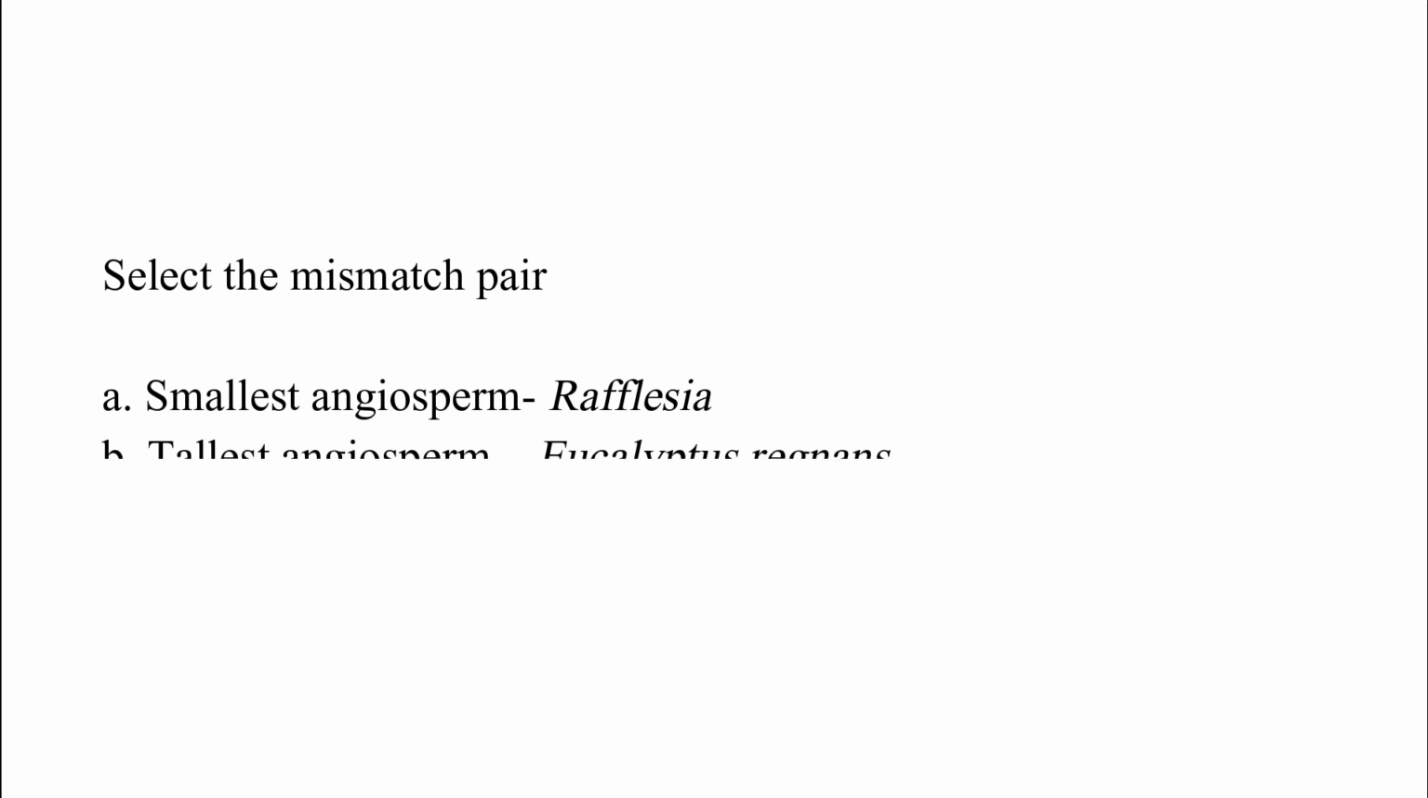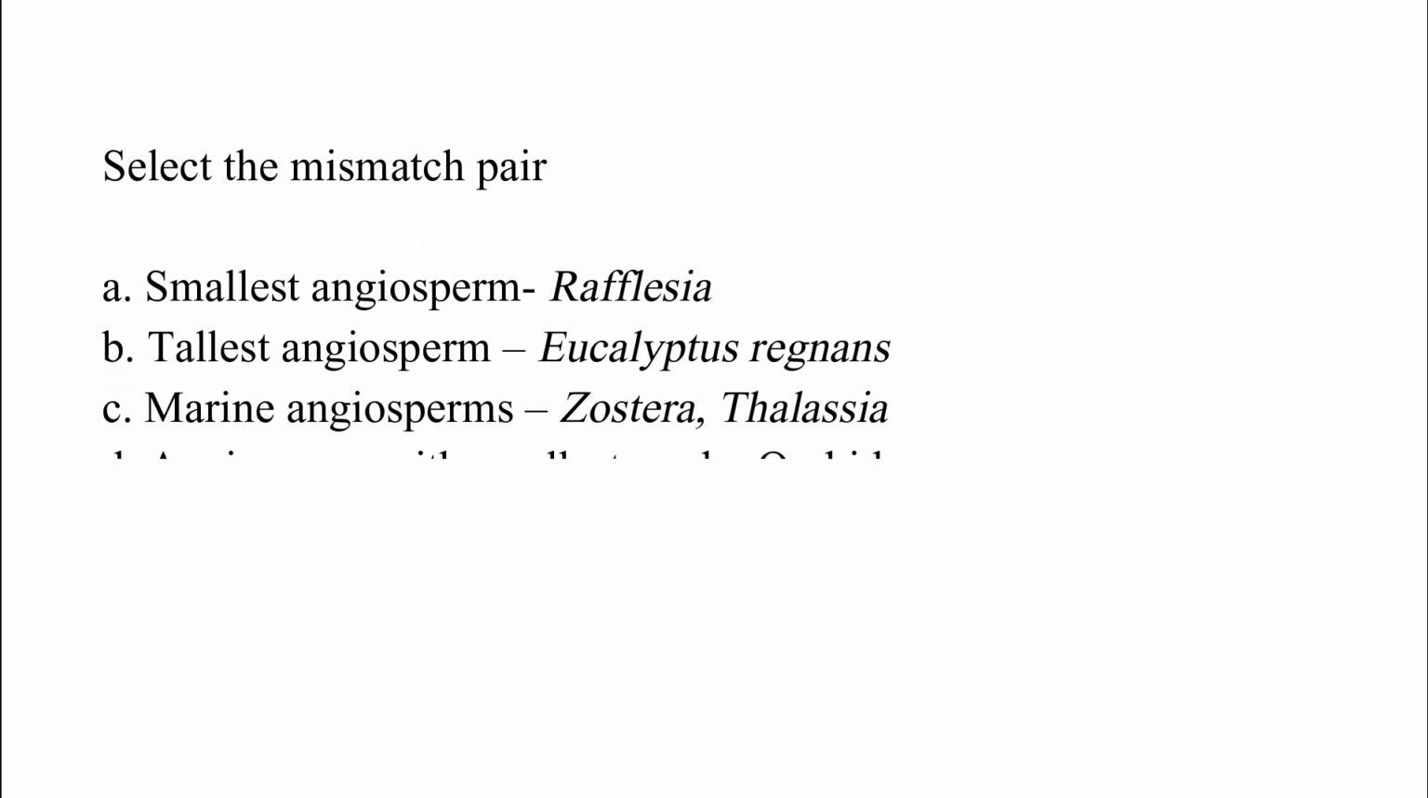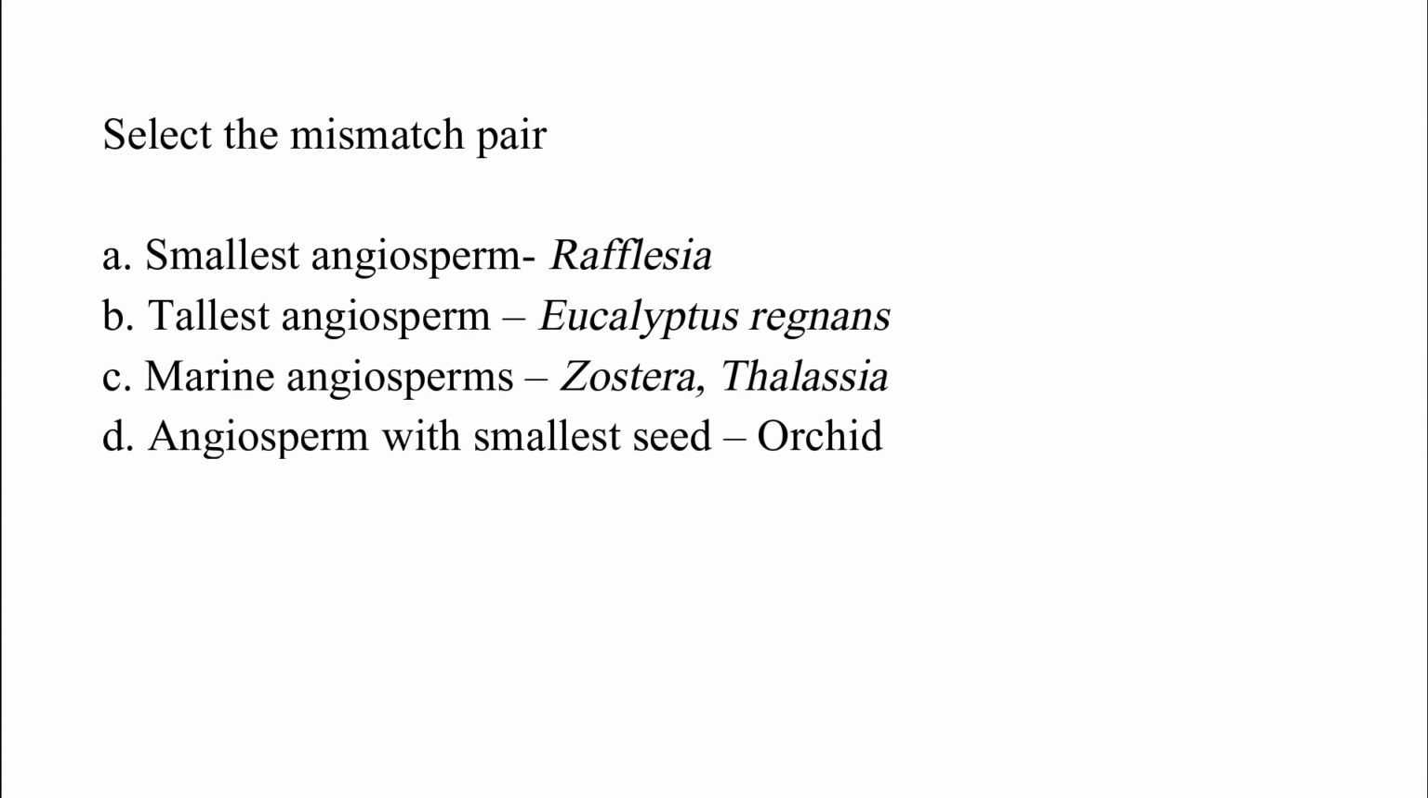Select the mismatch pair. Option A, smallest angiosperm, Rafflesia. Option B, tallest angiosperm, Eucalyptus regnans. Option C, marine angiosperm, Zostera thalassia. Option D, angiosperm with smallest seed, orchid.